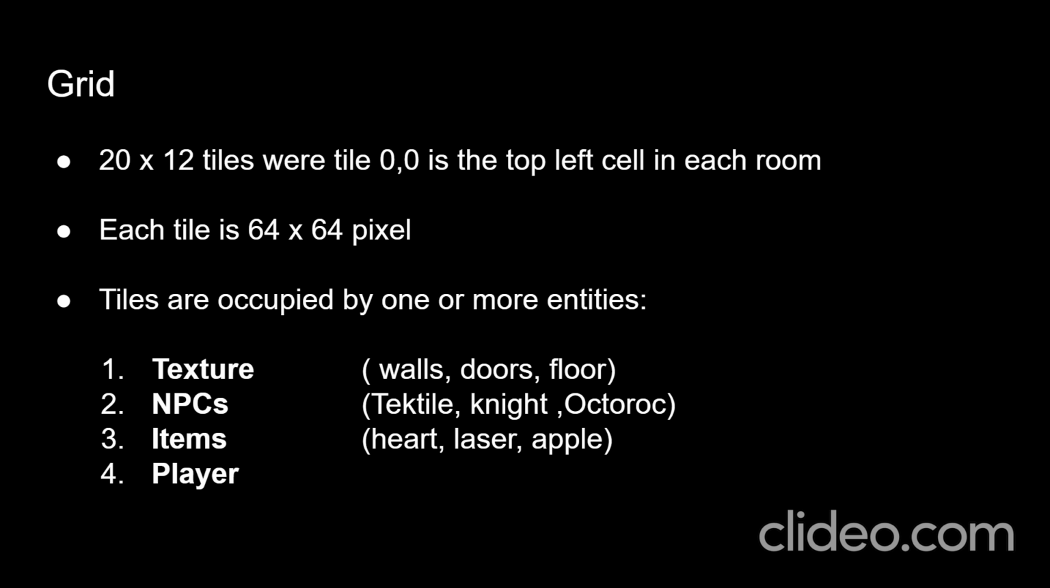One is texture, which is the walls, doors, and the floor. Two is NPC, which is the enemies that are in the game. Third is the items that we can pick up and use, or they will automatically be used. And number four is the player.